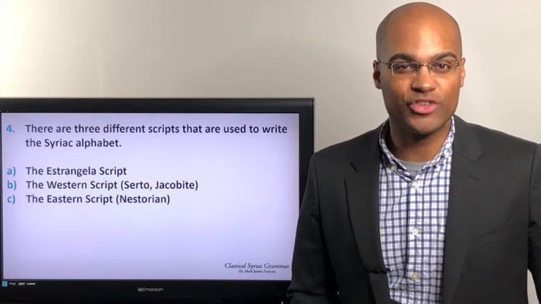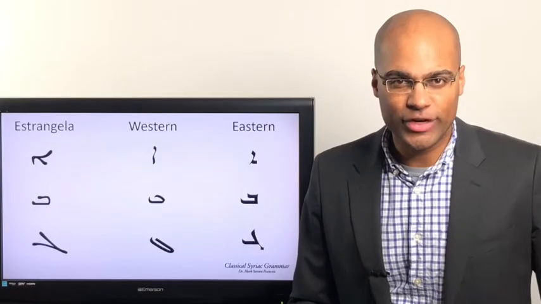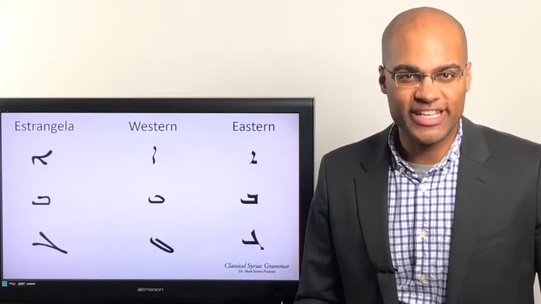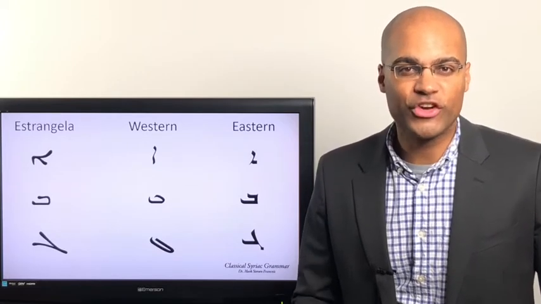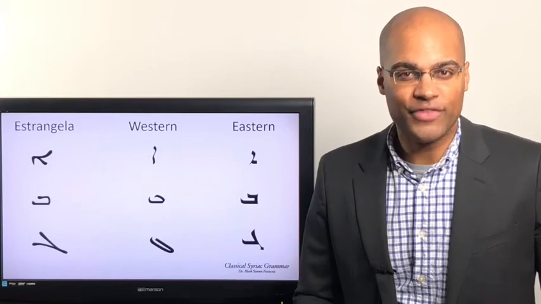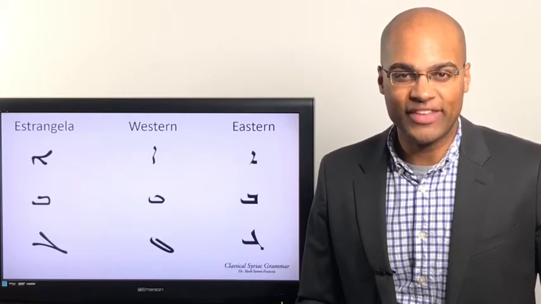And this is the script that traditionally has been used in the Church of the East. So if you take a look at the screen, we can see some of the differences that exist between the 3 different versions of the Syriac alphabet. So on the screen we have the first 3 letters of the Syriac alphabet in the Estrangela script, the Western script, and the Eastern script.